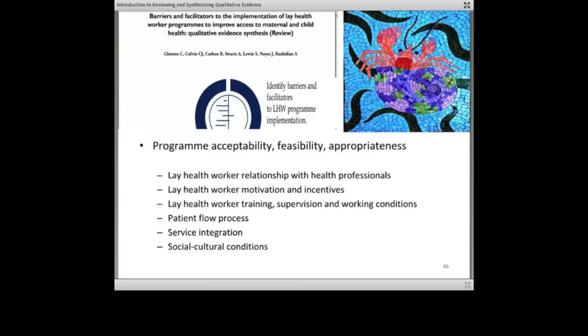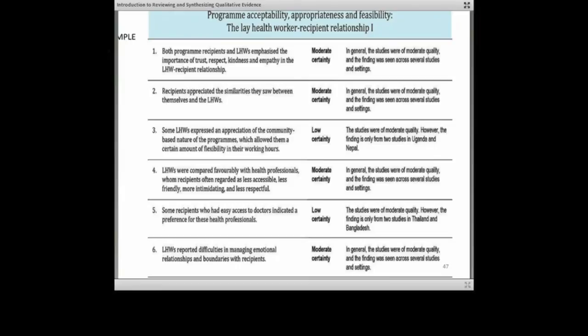feasibility, and appropriateness. So it looked into the lay health worker relationship with other health professionals and with their clients, the patient flow process, service integration, social cultural conditions, and so on. And the nice thing about this is that it gives a clear overview of what people like. From the point of view of the lay health workers, from the point of view of the clients, and from the point of view of the professional workers who needed to work with these lay health workers on a daily basis.